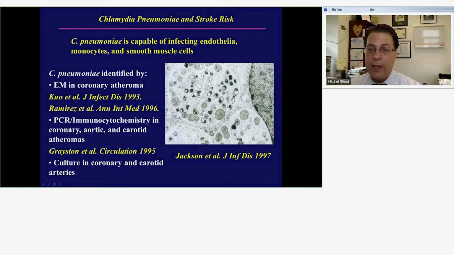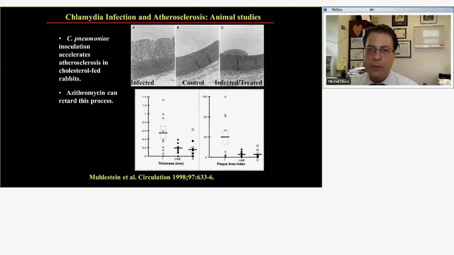So you can find chlamydia in the vessel wall, but the question, of course, is whether it's doing anything. Maybe it's just an innocent bystander. It comes into the vessel because of the inflammation of atherosclerosis, and those macrophages bring the chlamydia in, but they're not really doing anything. That's possible.